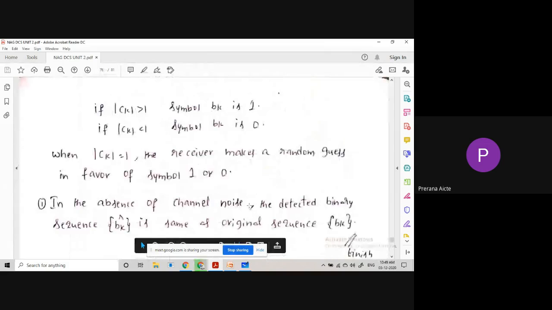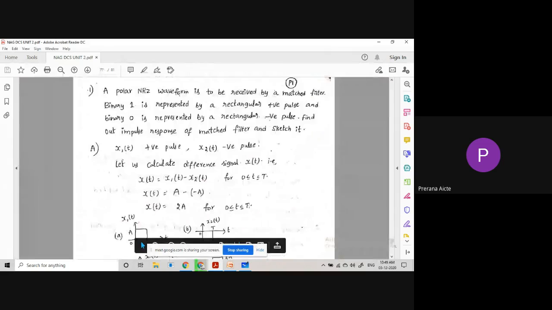That's about matched filter. Now we'll see a problem related to matched filter. A polar non-return to zero waveform is to be received by a matched filter, where binary 1 is represented by a rectangular positive pulse and binary 0 is represented by a rectangular negative pulse. We have to find the impulse response of the matched filter and sketch it. Non-return to zero means having both polarities, where positive pulses and negative pulses will be there.